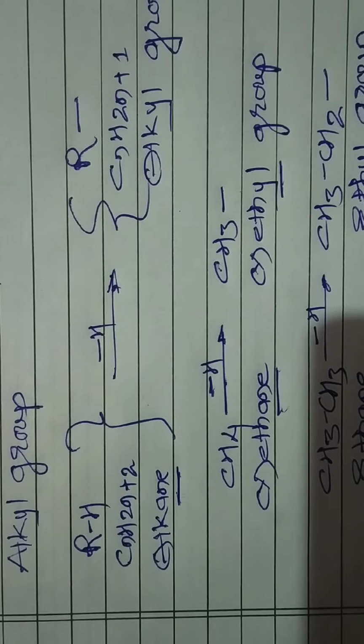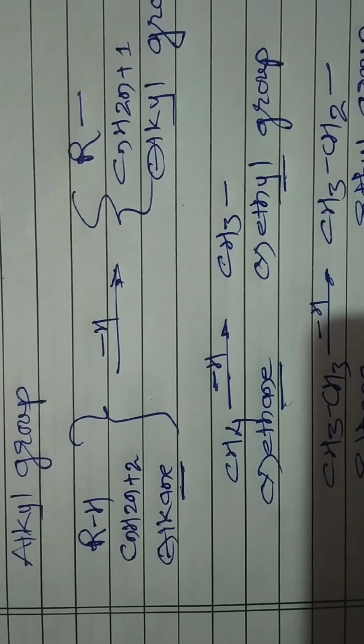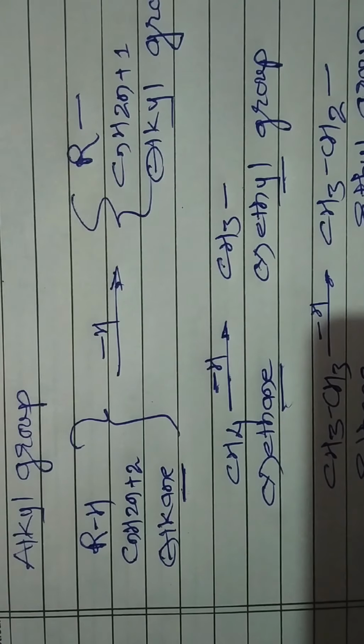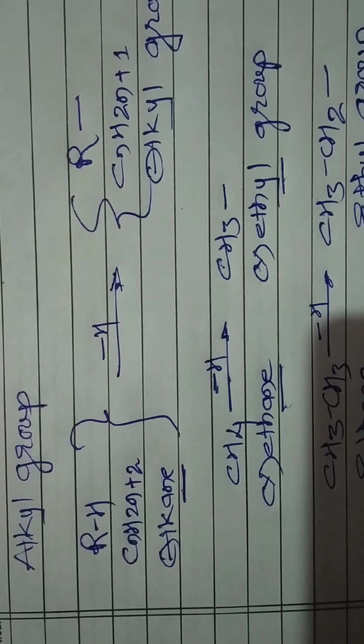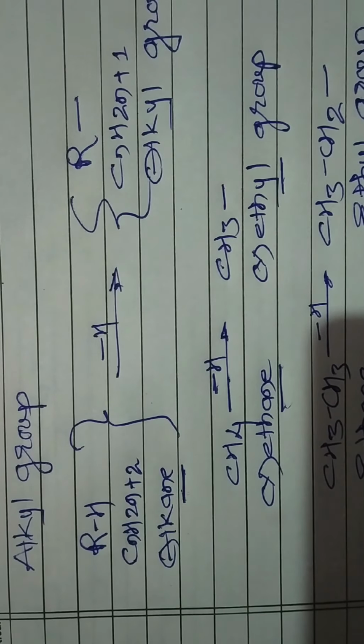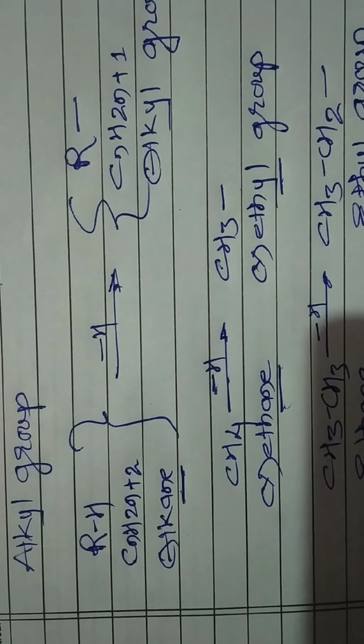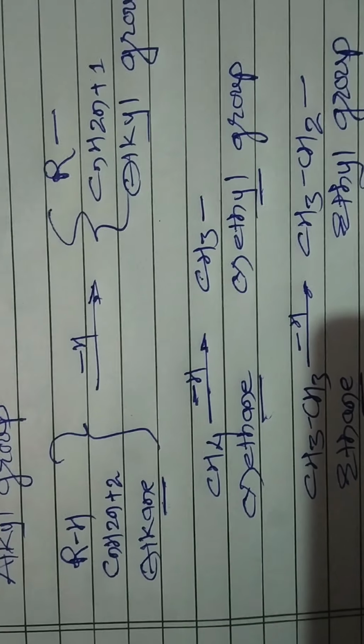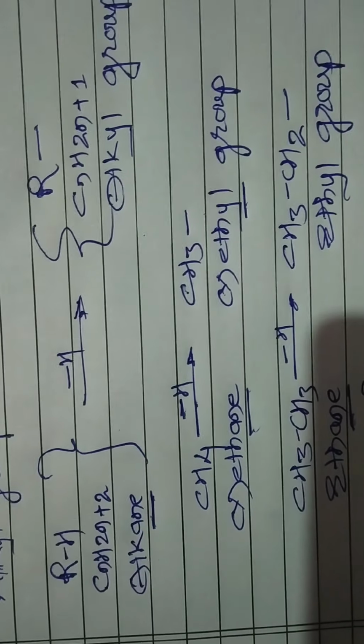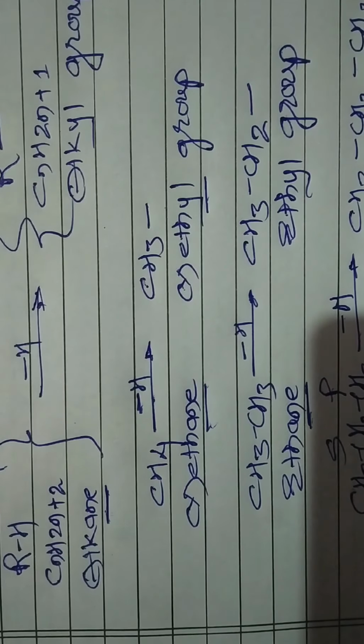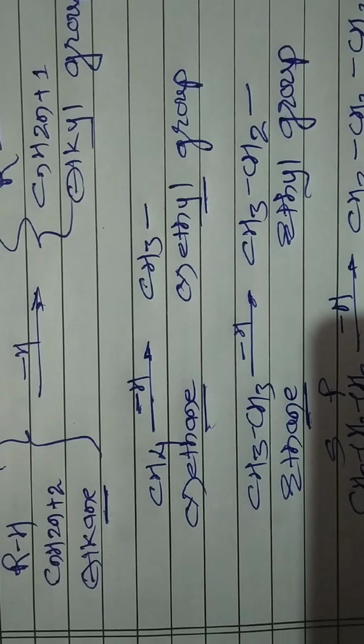Now let us revise how an alkyl group is formed. When a hydrogen atom is removed from an alkane, the alkyl group is formed. Alkane has a general molecular formula CnH2n+2. When one hydrogen atom is removed, its formula becomes CnH2n+1 and 'ane' from the parent alkane is replaced by 'yl'.